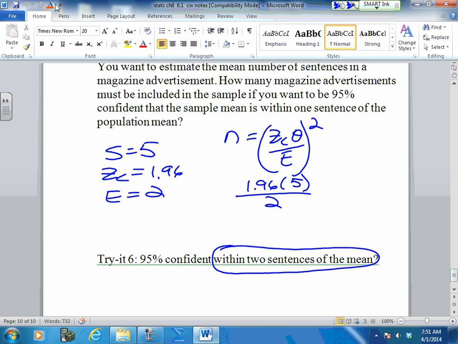You're going to put your 2 in here. You're going to square the whole thing. And what did we come up with?